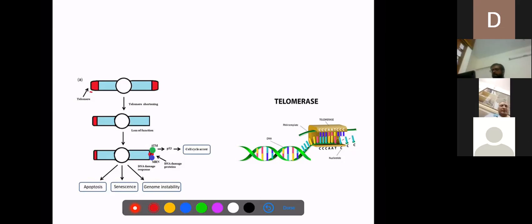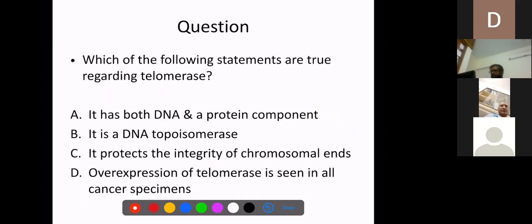The telomere is at the end of the chromosome. It gets shortened with every division. After one particular critical point is reached, there is going to be a loss of function. So what happens after this is that the cell cycle gets arrested. It either undergoes apoptosis, or the cell goes to senescence, or there can be genomic instability. So what does this telomerase do? This is the telomeric end. This telomerase is a DNA polymerase. It elongates the DNA of the telomere. So it ultimately leads to uncontrolled, unstoppable cell division. That's how the name replicative immortality comes.